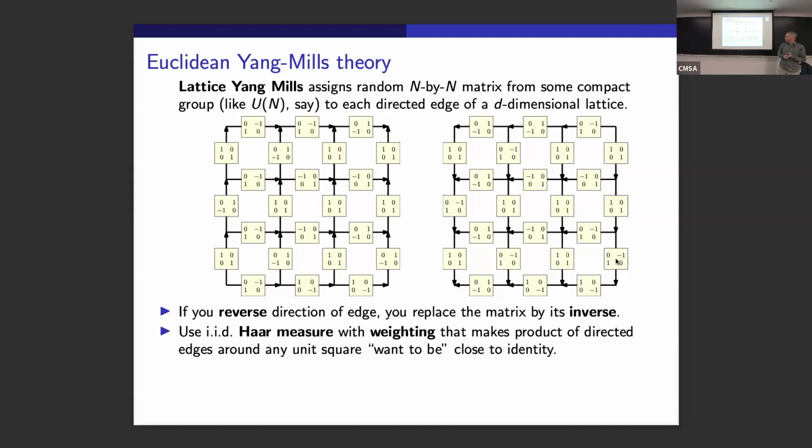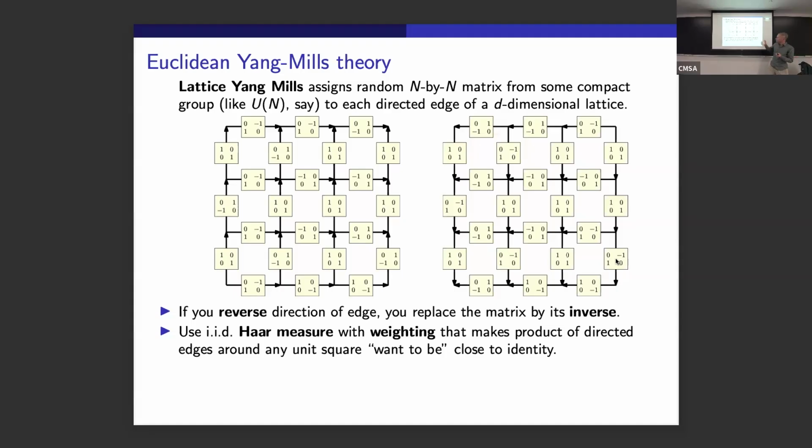And then you want to put in a weighting that makes the product of the matrices around any small square want to be close to the identity. So the simplest story you have maybe is the Ising model, where you have an object on every vertex, like a spin, and you have something that makes neighboring spins want to be compatible. Here, this is the next simplest thing, where you have an object for every edge, and then you want to have the edges around a square be compatible. And compatible would mean that the product around them is equal to the identity.